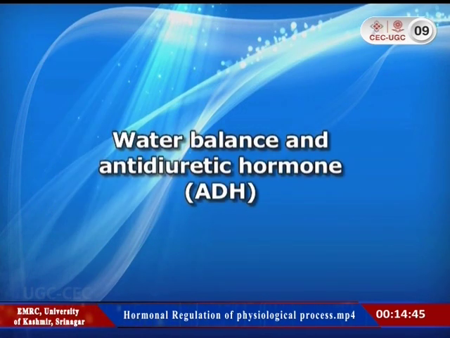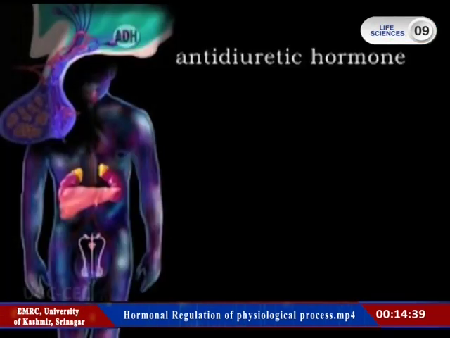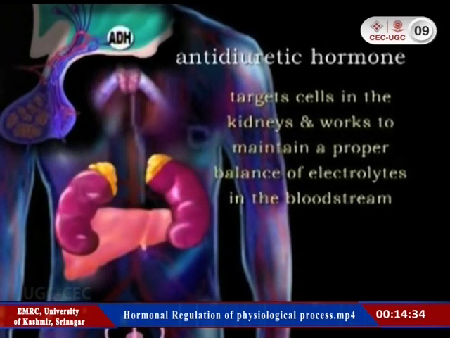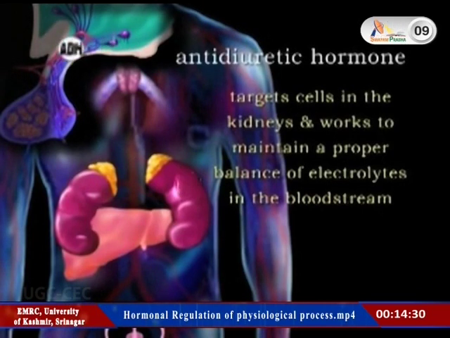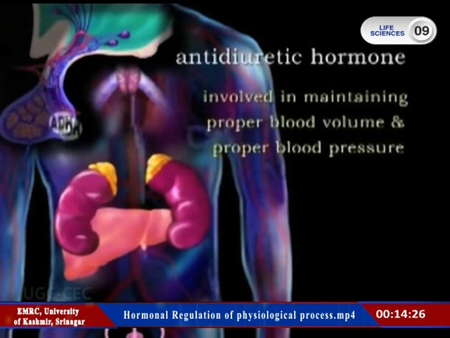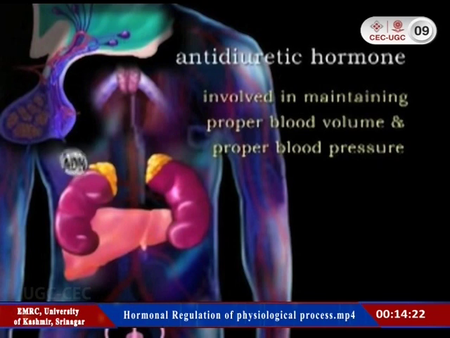Water balance and antidiuretic hormone, that is ADH. ADH or vasopressin plays an important role in the body's water and electrolyte economy. Thus, ADH release promotes the reabsorption of water from the urine in the kidneys. Through this mechanism, the body reduces urine volume and conserves water.